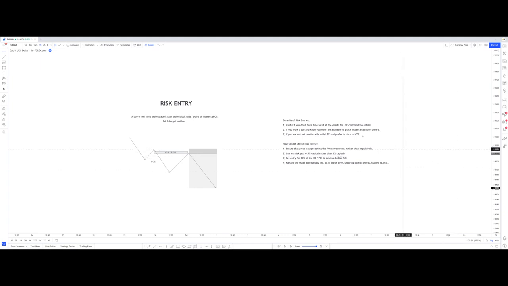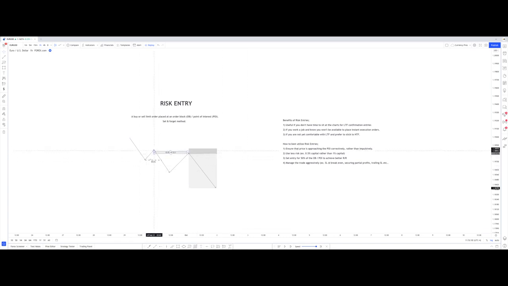So I've drawn a little diagram here and also had some notes beside it. So let's briefly go over that. I'm not going to make this video too long. I want it to be more bite-sized, digestible content. It's a very simple strategy, so we're going to make it as brief as possible.